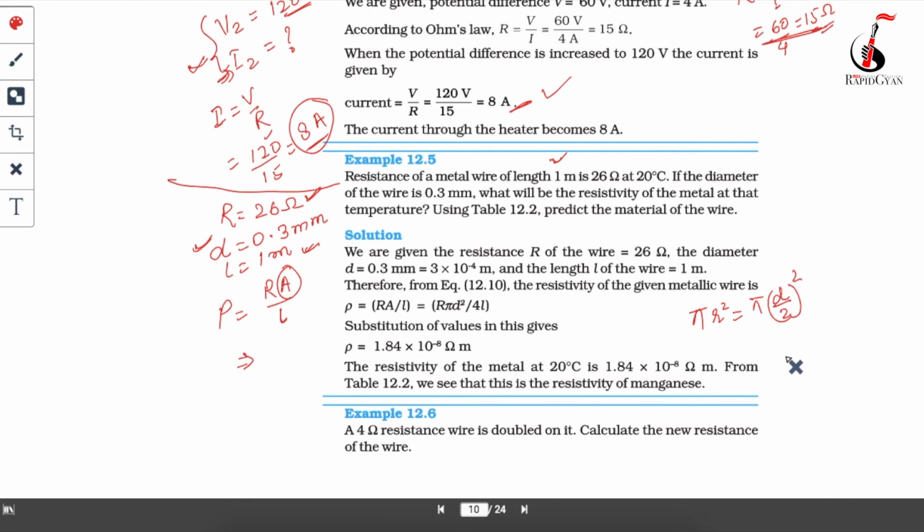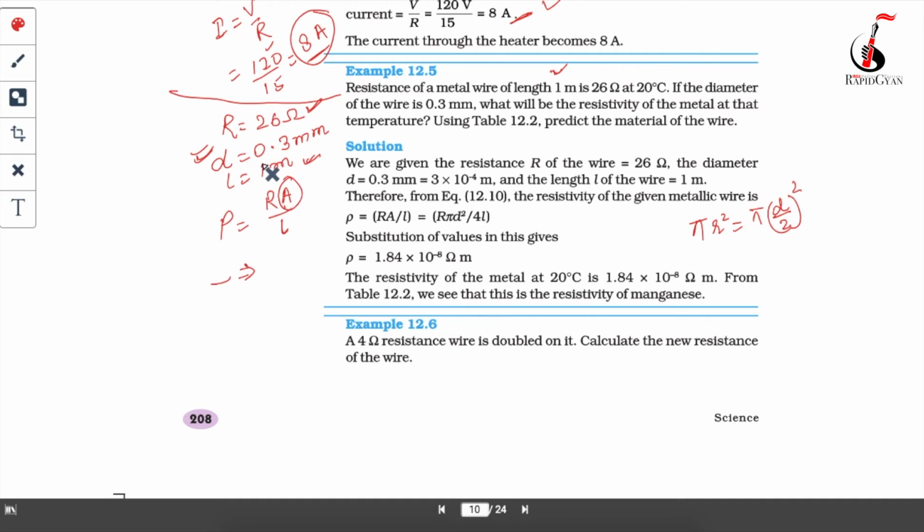Before doing this d by 2 whole square, I have told you in the previous video that whenever we are going to solve a numerical in physics, we will have to make sure that the units are the SI units. The unit of diameter is the millimeter, so first we will have to convert this millimeter into meter, because the SI unit of length is meter, and because of that my area will come in meter square. So let's convert that into meter first.